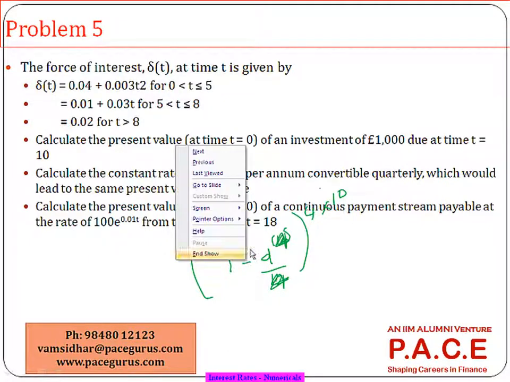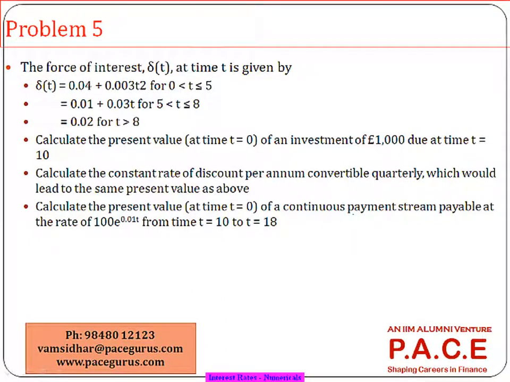Now the next scenario, which we have already done, probably you can practice it. Calculate the present value at time equal to 0 of a continuous payment stream payable at the rate of 100 into e power 0.01t. Instead of 1000, we are making this number. But if I have to find out the interest rate, we have already got it, minus 0.78 minus 0.02t. So simplifying, it becomes 100 into e power minus 0.78 into e power 0.01t minus 0.02t, which is coming out to minus 0.01t itself.